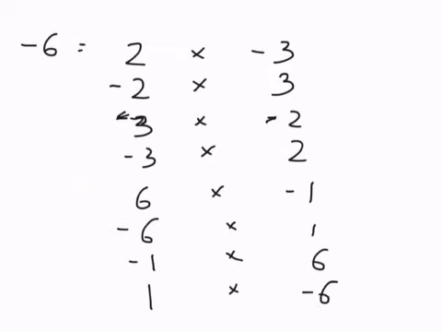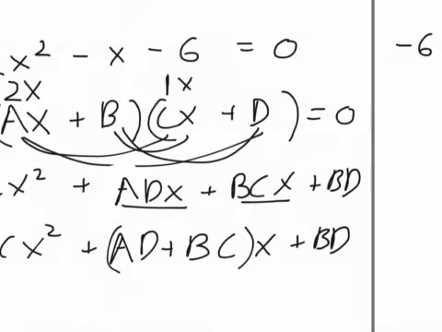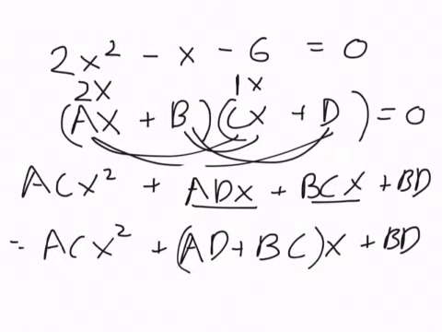So there are quite a few different ways where this side is B and this side is D. I think I can just about squeeze a D in there. That works perfectly. Okay, but let's not forget that AD plus BC, where A is 2 and C is 1, so therefore 2D plus B must equal minus 1.